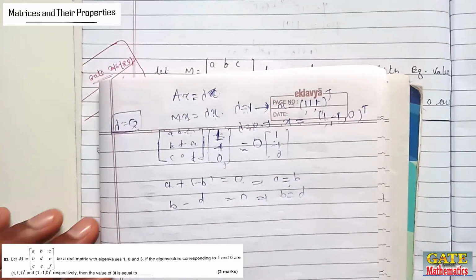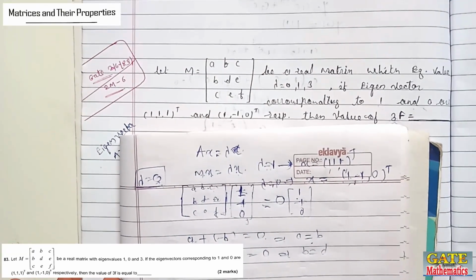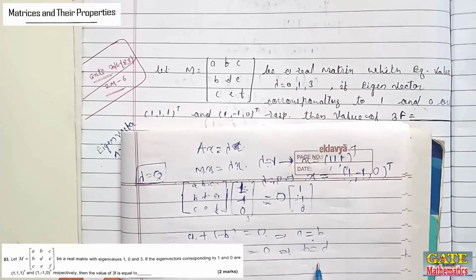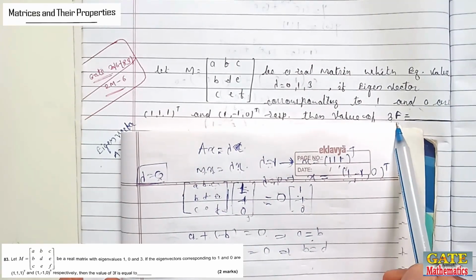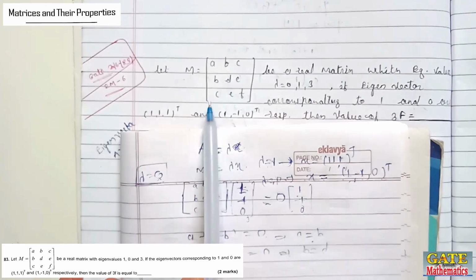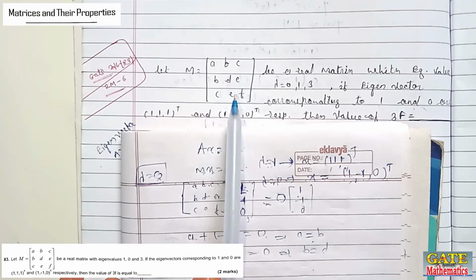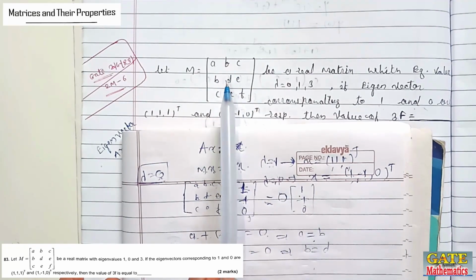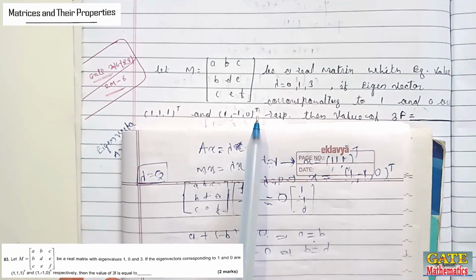This gives us B equal to D. So it is easy calculations. We just have to apply the eigenvector to our matrix and find out the values for A, B. If we want the value for F, that means we want all the values A, B, C, D, E, F, because otherwise we cannot find F. So let's work out A, B, C, D, E, then we'll get F.